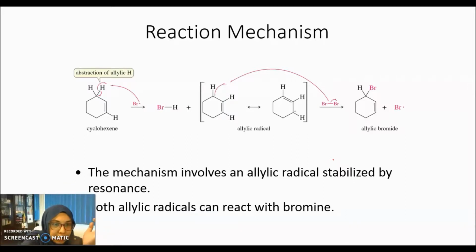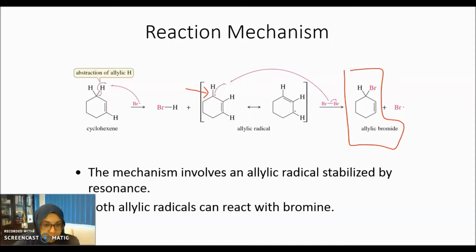The Br radical will react with one electron from hydrogen. Therefore, we form a radical at this carbon. Then the radical on that carbon will merge with another Br radical, and you will produce this as the final product.